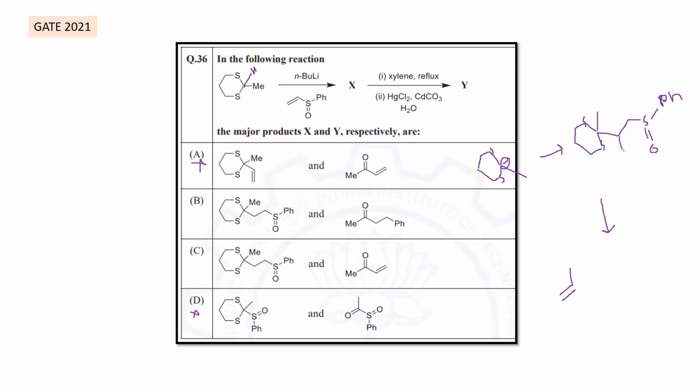Now in presence of xylene and reflux, there will be a H, this comes here and this group will be eliminated, and in the second step as HgCl2 is given, so this will be deprotected. We know about protection, deprotection. We have talked in the last class how to deprotect this type of group. So in presence of deprotection, you will get this as our product. So the correct option will be option C. Okay, let's go to the next question.